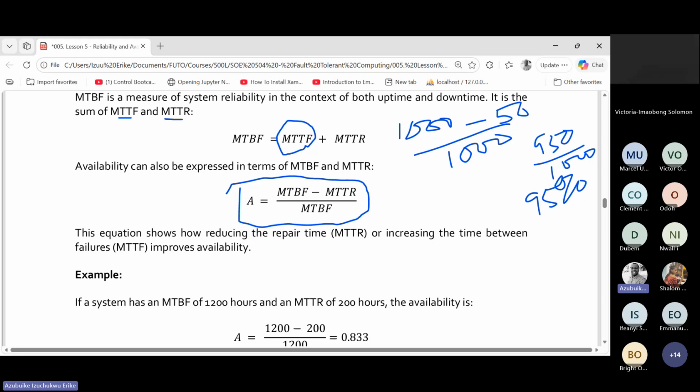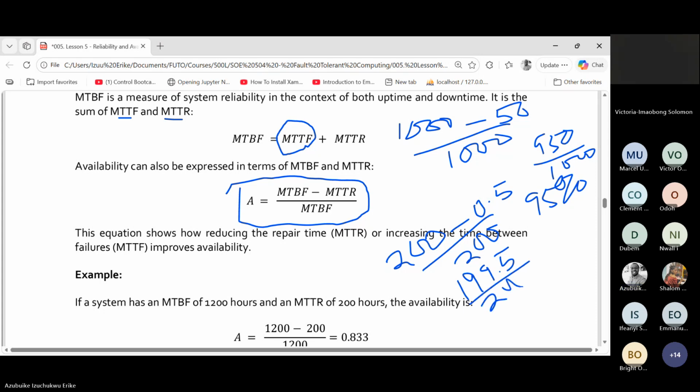Okay. Now, the second system I described, I said 200 hours. But the time it takes to recover is only 30 minutes, which is 0.5 hours. Now, if you divide it by 200 hours, what are you going to get? If you have your calculator, you can help me. So what we have here is 199.5, right? All over 200.